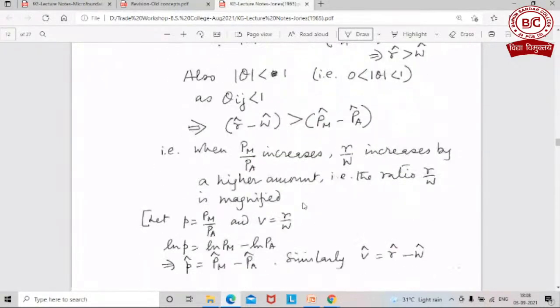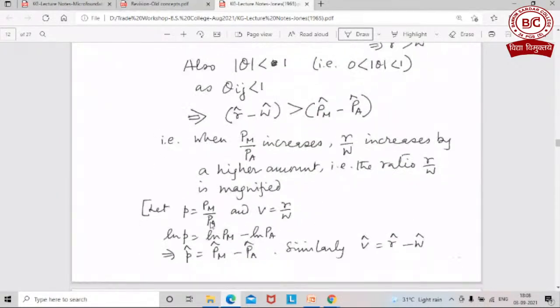Now, remember, what is PM by PA? If I write it as small p, if you take log, it becomes P hat is equal to PM hat minus PA hat. So it is actually the reciprocal of terms of trade. Terms of trade means exportable price by importable price or import competing price. Whereas here it is import competing price by exportable price. So if PM increases, it's not good for the economy. It means a deterioration of the terms of trade. Is it okay?